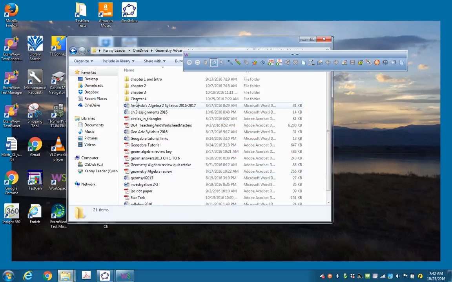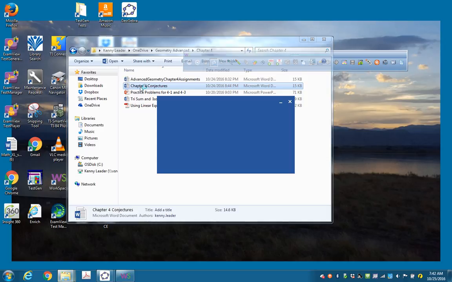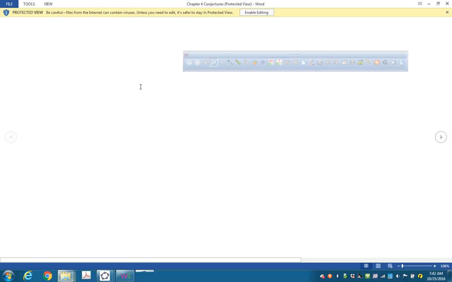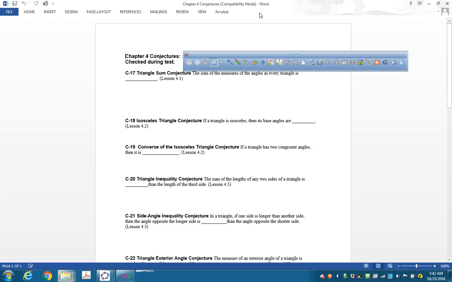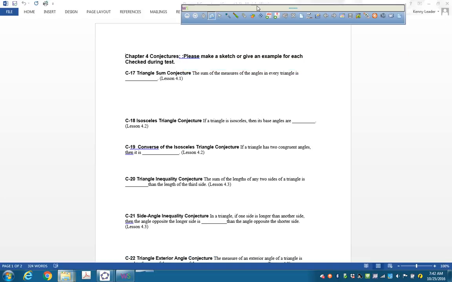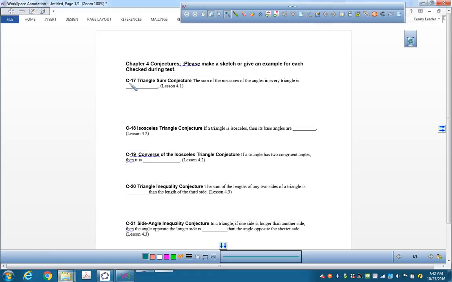Geometry Advanced, Chapter 4 conjectures. So let's go through and fill in some of these conjectures real quick. Maybe that wasn't the best exploration in the world, but we'll get there. So C17 said, triangle sum conjecture. The sum of the measures of the angles is what? 180 degrees, right?